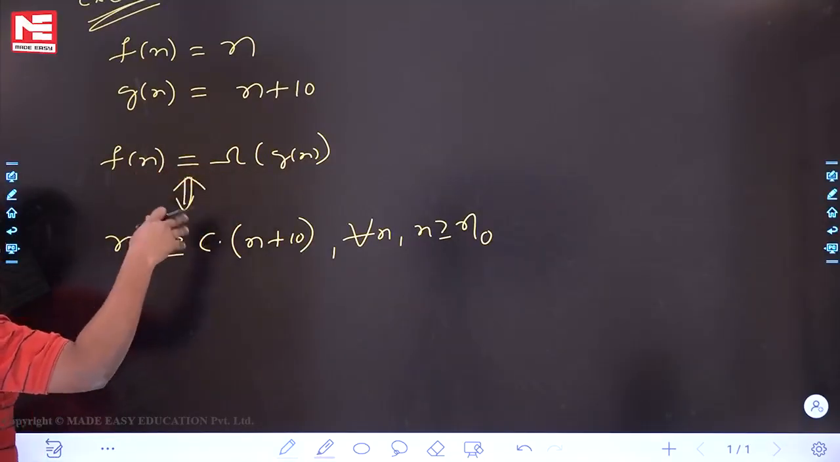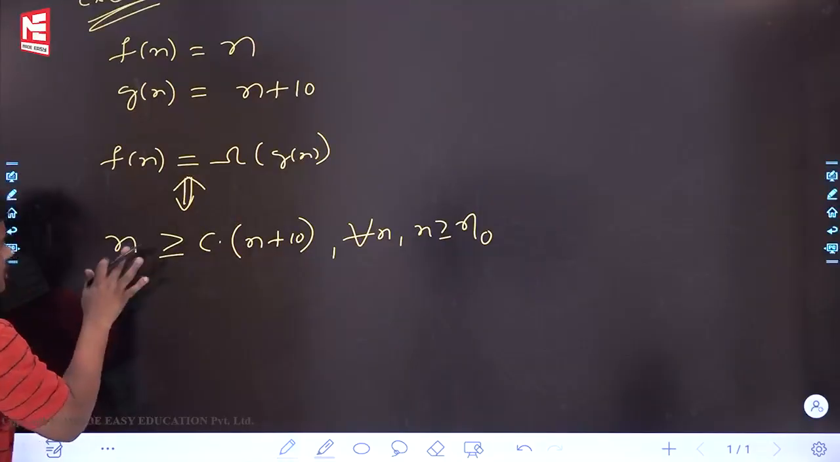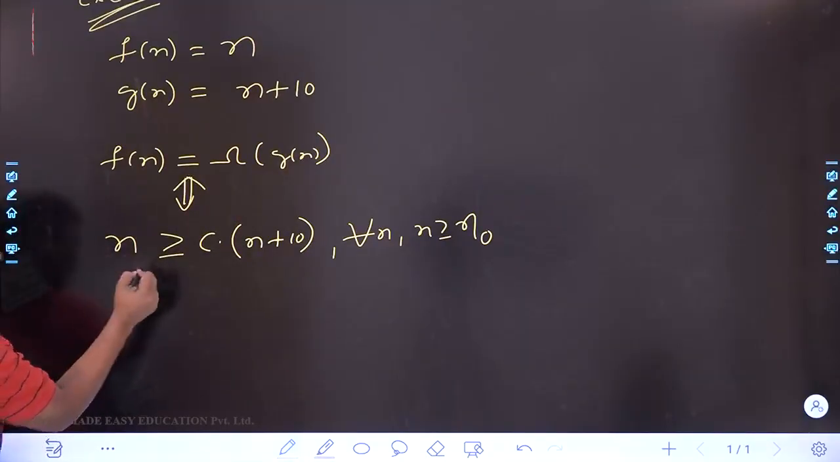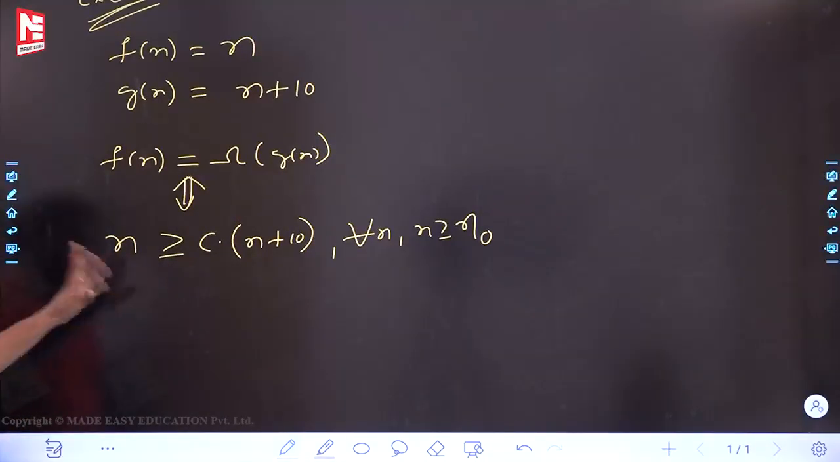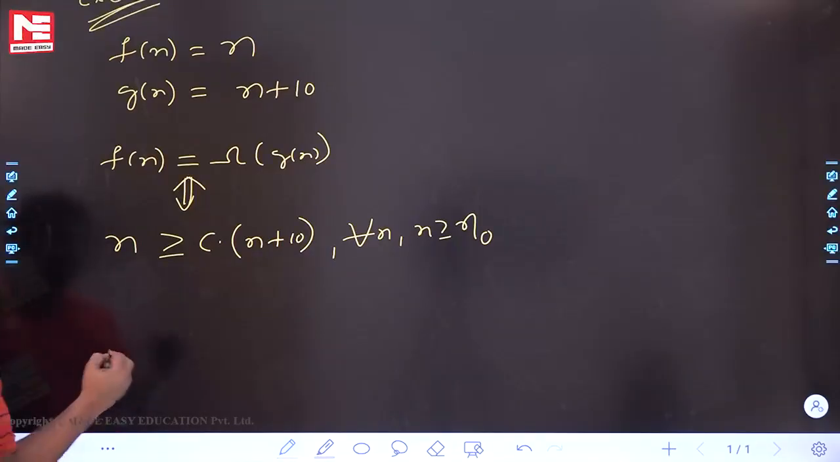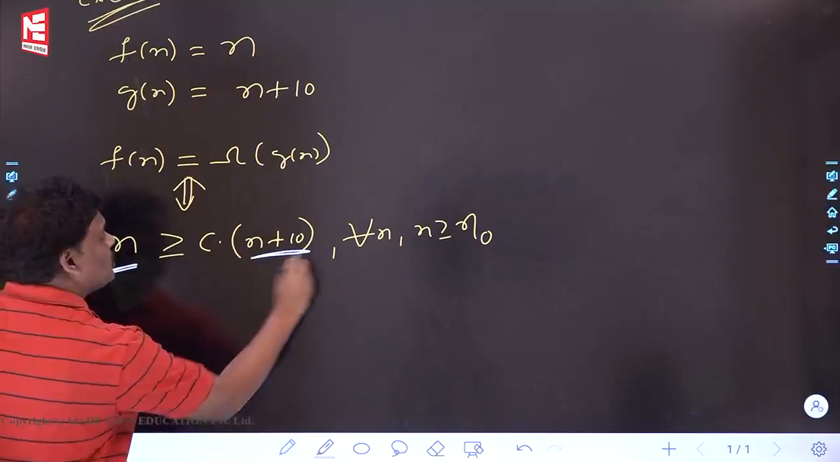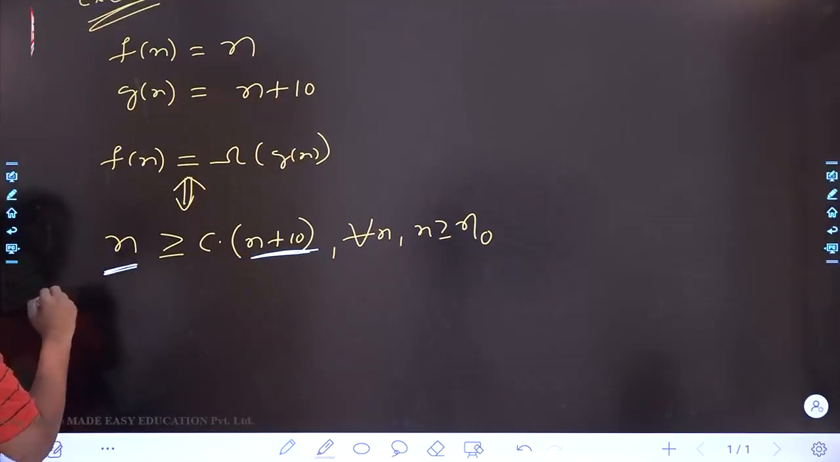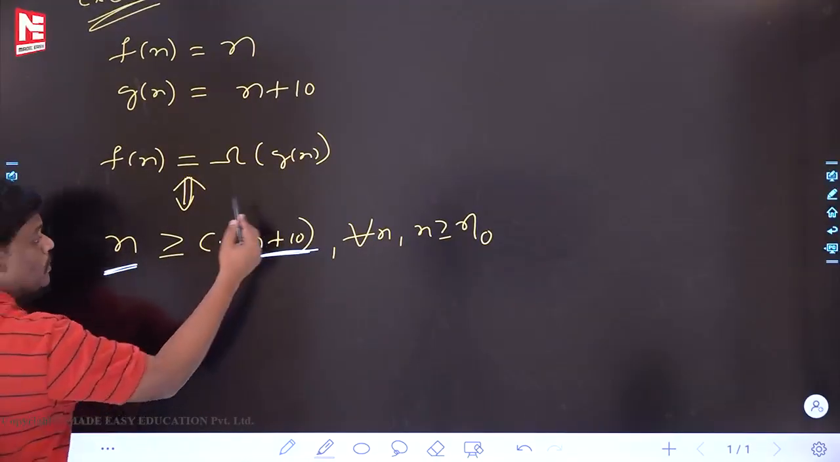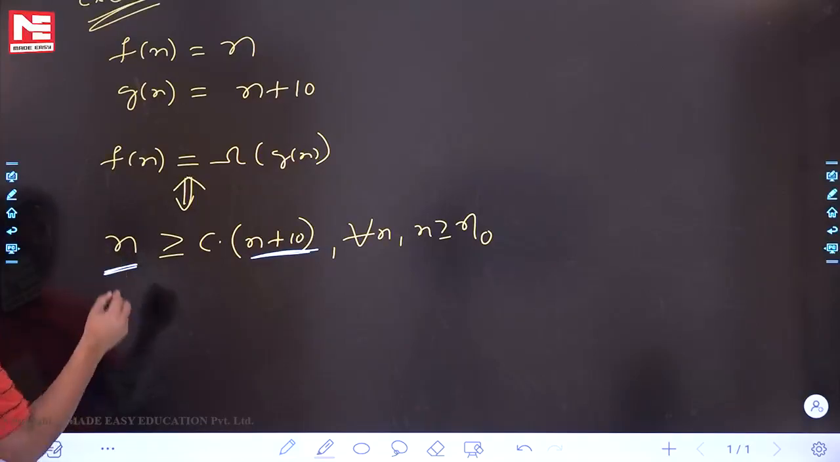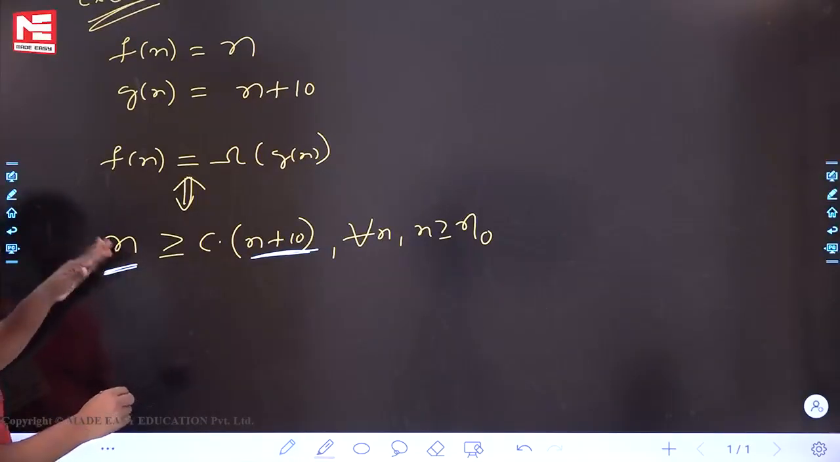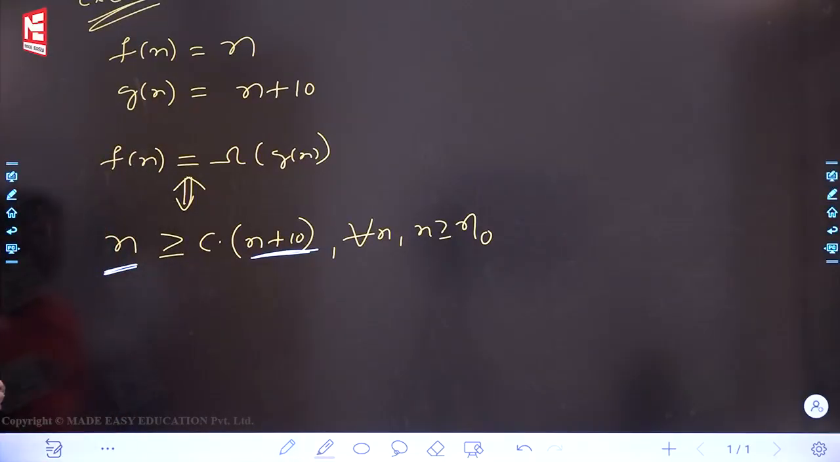In the case of omega, right smaller means left is bigger. Left bigger or equal is also okay, no problem. Some people are asking, sir, left is n, right is n plus 10. How can you say that left is bigger? If you can do that, that is called omega notation.